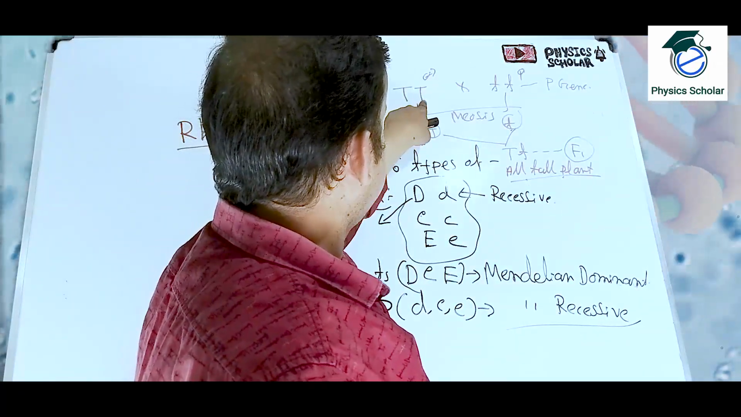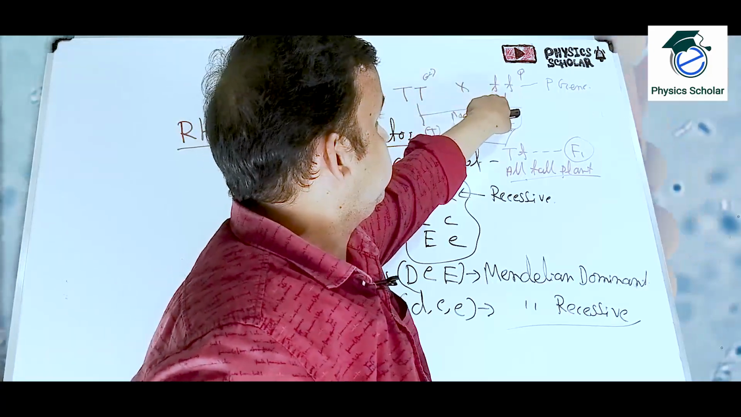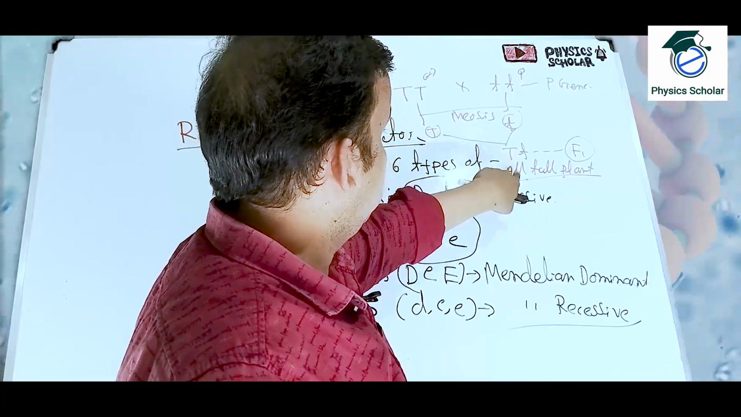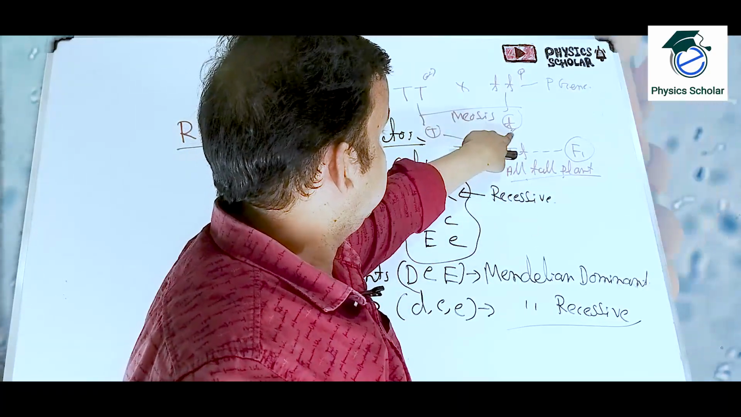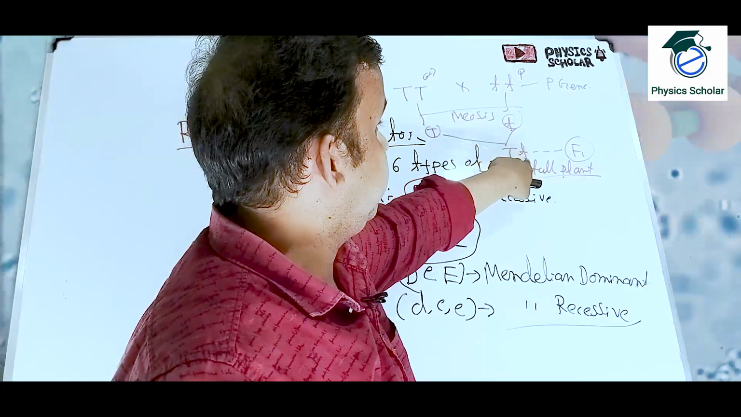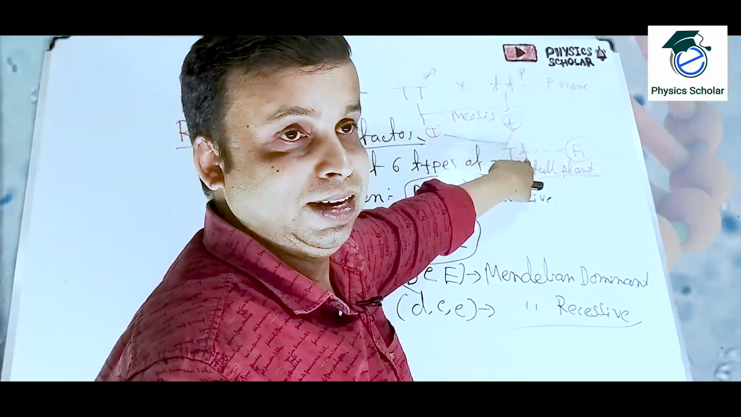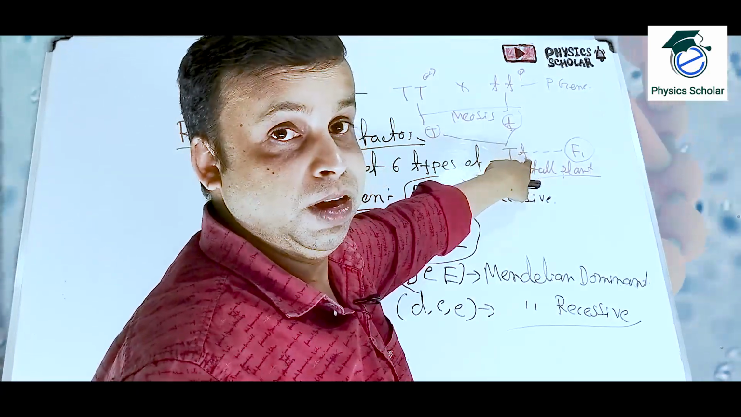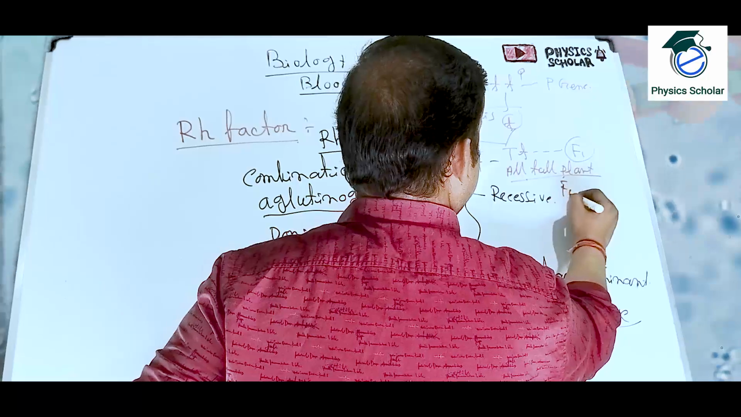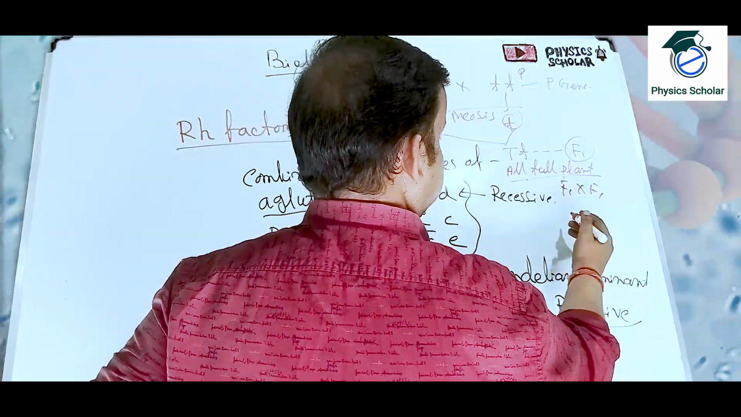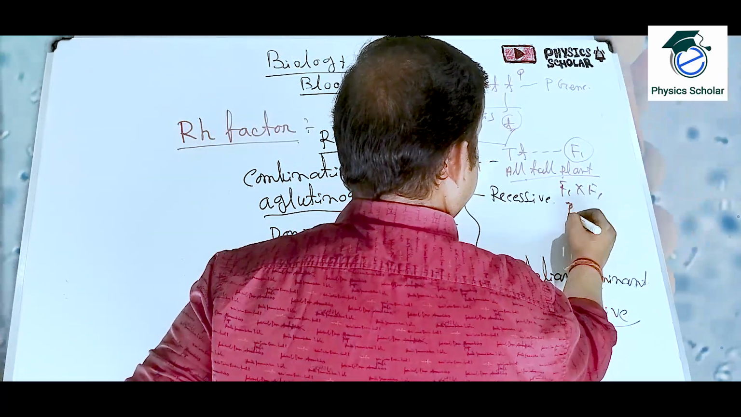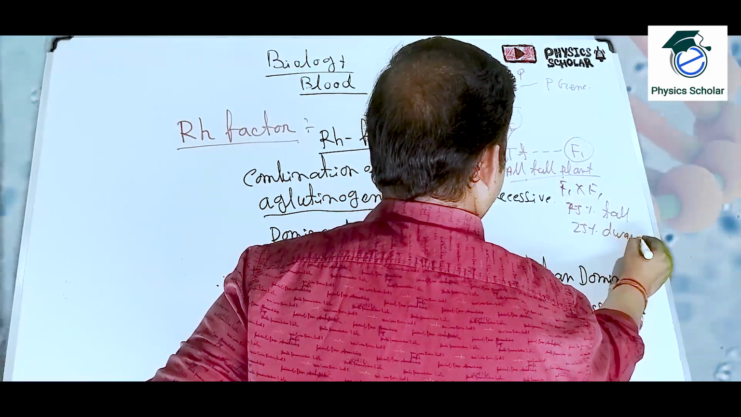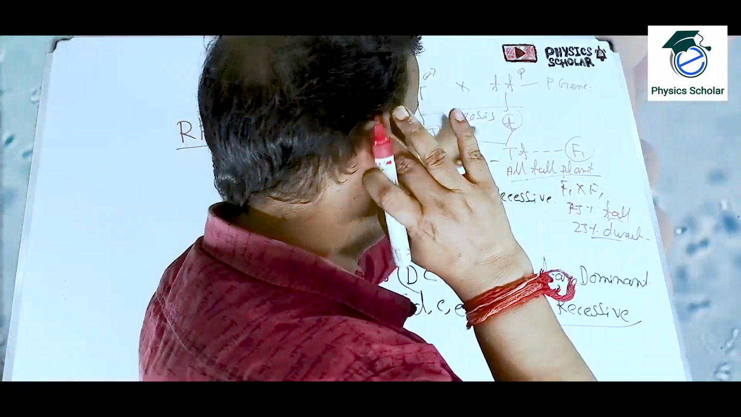Clear? Here capital T is the tall character and small t is the dwarf character. Now in the F1 generation, all are tall pea plants. That means the tall character is dominant, and the dwarf character is recessive. If we cross F1 with F1, then we will get 75% tall and 25% dwarf pea plants. Clear? We will discuss that in detail.